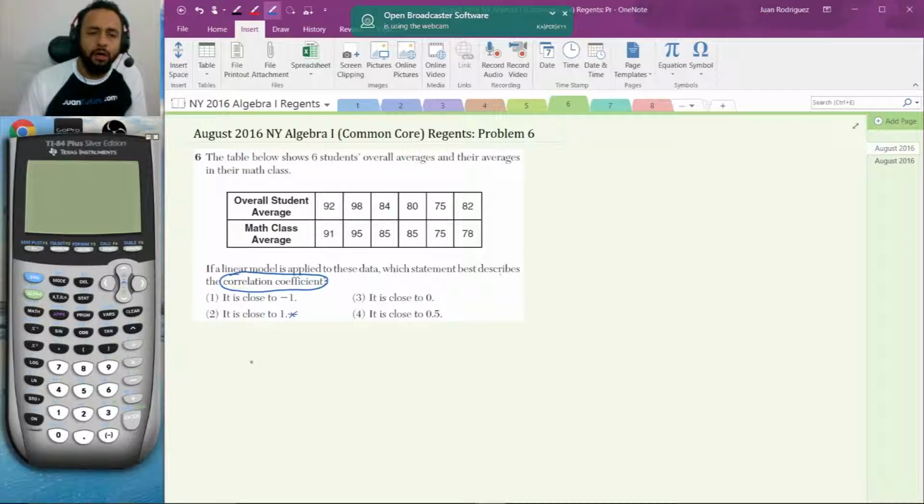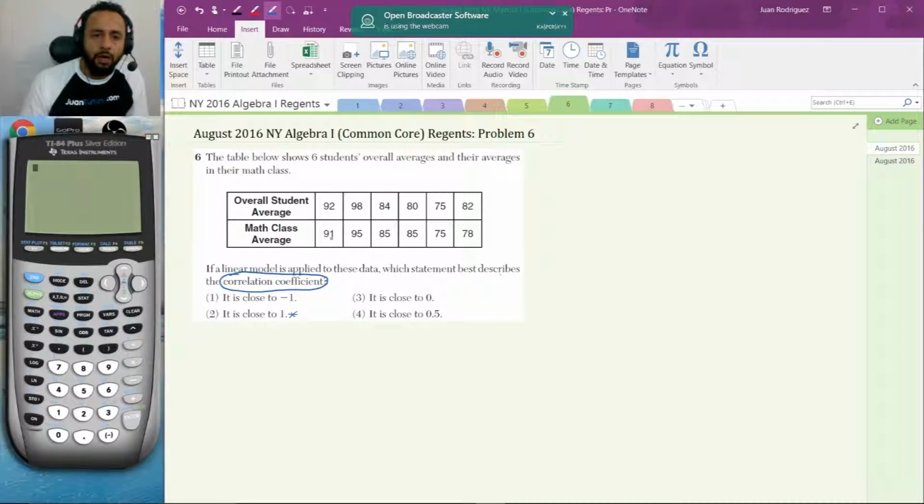I'm just going to take a big guess, and I'm going to say it's close to 1. Anytime, just based on the scenario, I didn't even look at the data. Overall student average and math class average. Of course, I'm going to look at the data, but think about the scenario. Students with higher total averages usually have higher math averages, and vice versa. Students who have higher math averages also have higher overall averages. It's not true for everybody. I'm just saying on average, right?